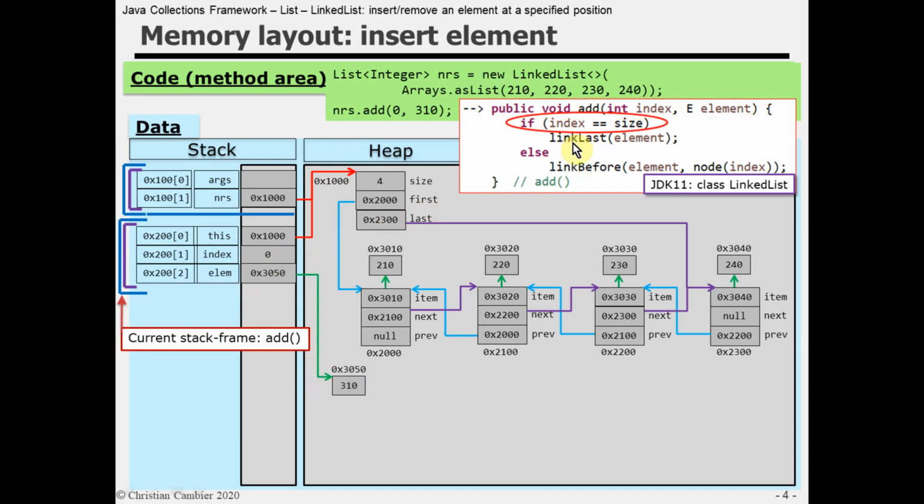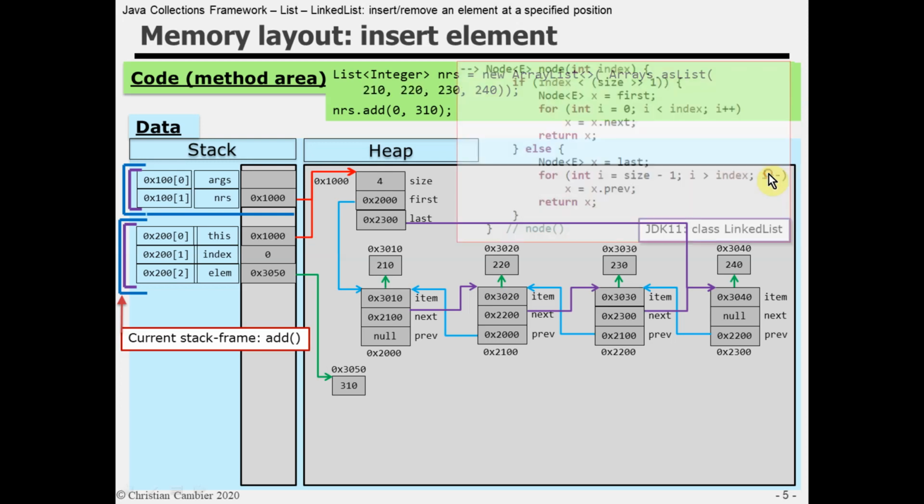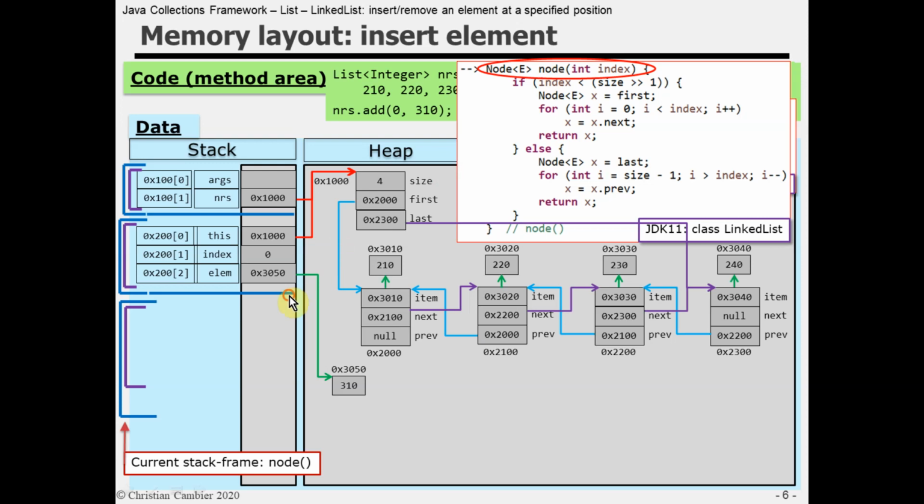Then a check if index equals size. In other words, if we want to add the element at the back, then invoke linkLast, which was the case in the previous demo, but not now. So linkBefore. But before actually invoking linkBefore, we need to specify before which node the new node must be inserted. And that is determined in a method called node, to which the index is passed. So stack frame for the method called node. So we have first the this pointer and our parameter index with a value of 0.